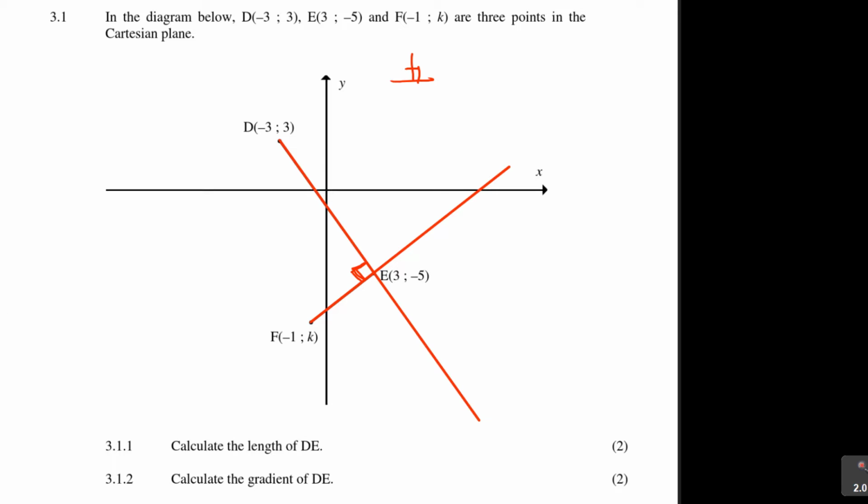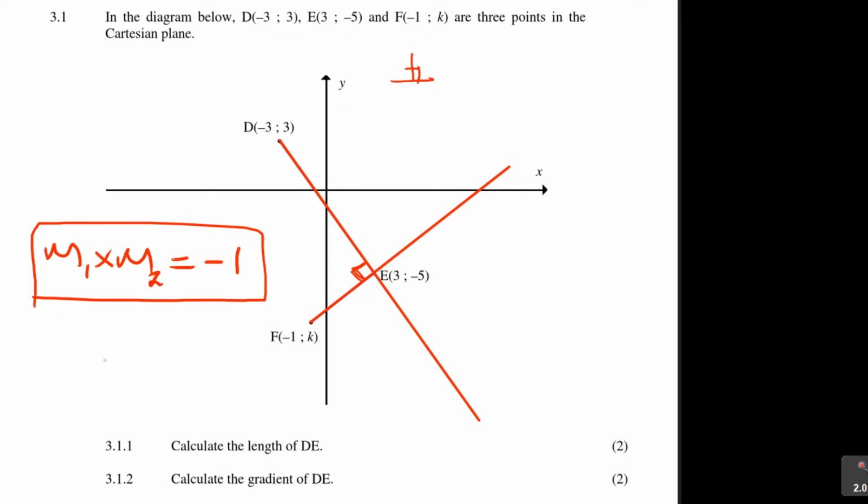And you need to know the concept of perpendicular lines, right? What does it say? It says for perpendicular lines, gradient of line 1 times gradient of line 2, I must get a -1. Check the previous videos so that you are able to remember this. If you take the two gradients, gradient of line 1 and the gradient of line 2, you multiply them. If they are perpendicular, you must get a -1. Meaning, I can take the gradient of D, I multiply with the gradient of F, it must give me a -1. So that's the concept here.